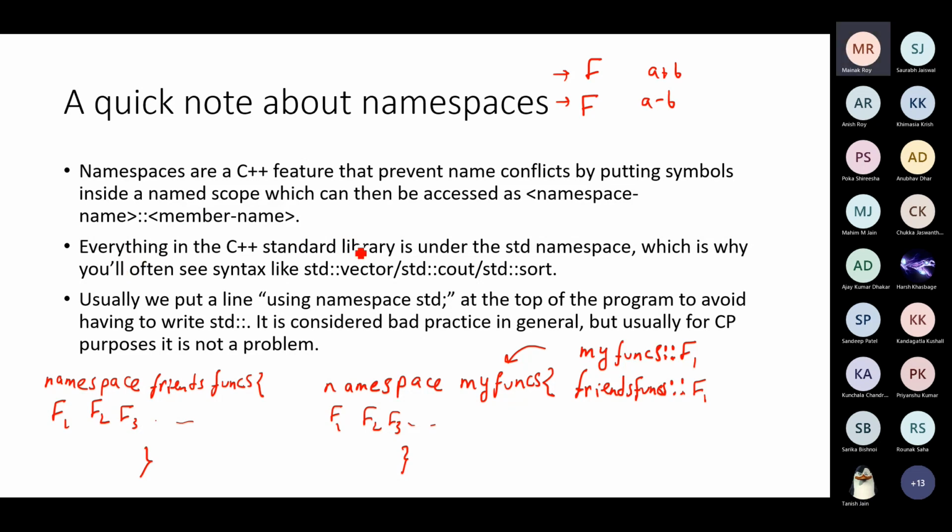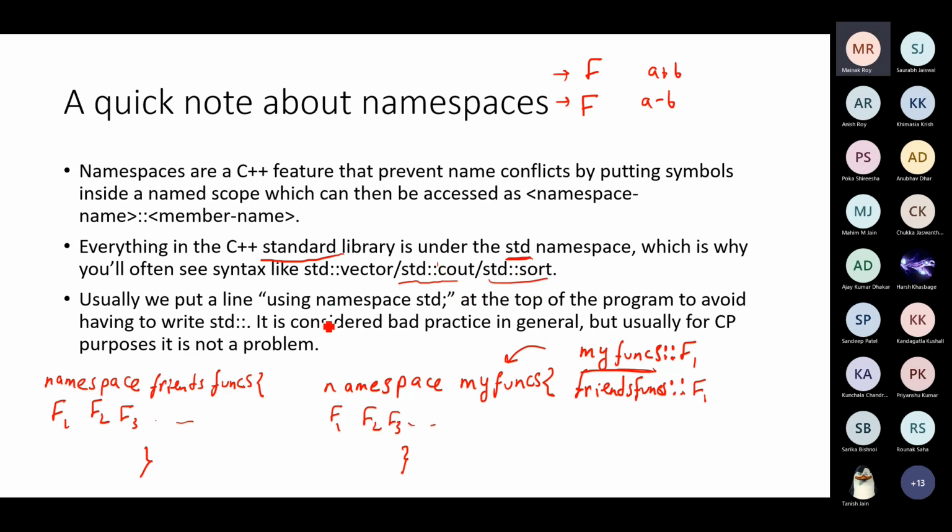Namespaces you probably won't be using in most of your code, but it's good to know. Everything in the C++ standard library is under the namespace known as std, for standard. That's why you'll often see syntax like std scope resolution vector, std scope resolution cout. If you have seen C++ code examples on the internet, you have probably seen this syntax, and that is the reason for it. There is the namespace, in this case std, then the scope resolution operator, and then the function, container, or input output.